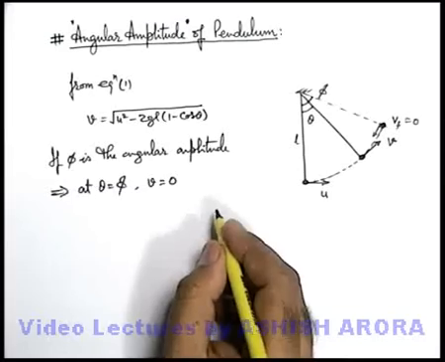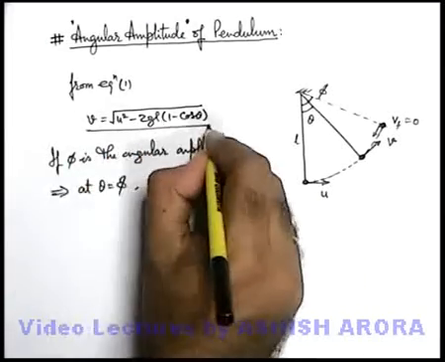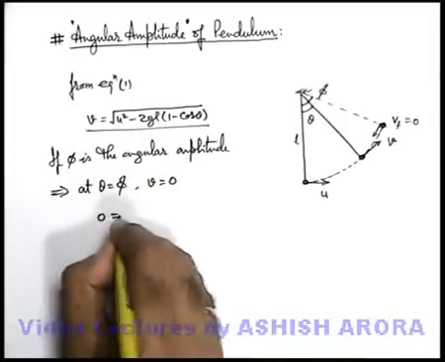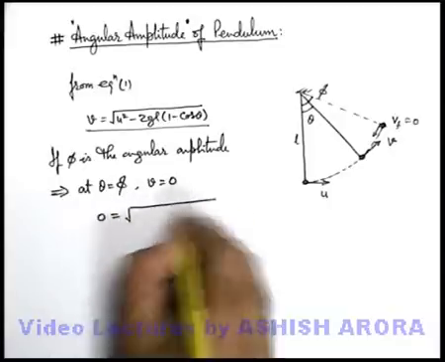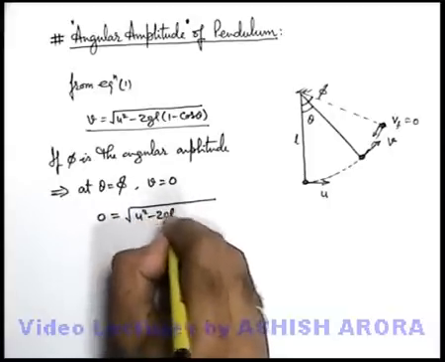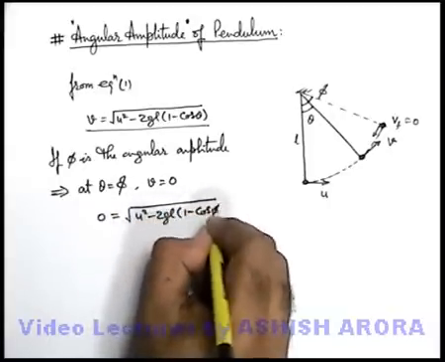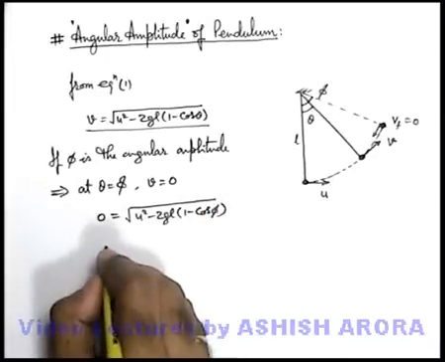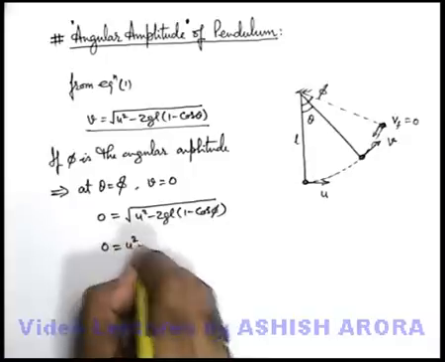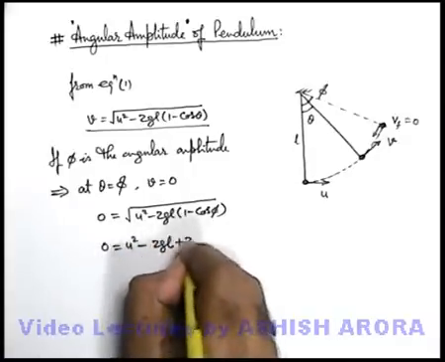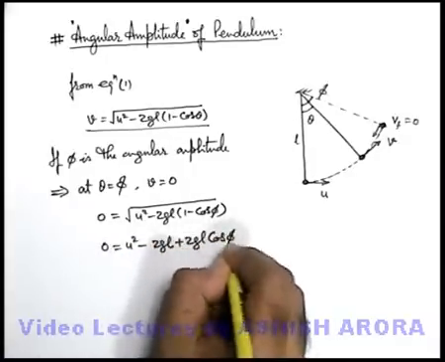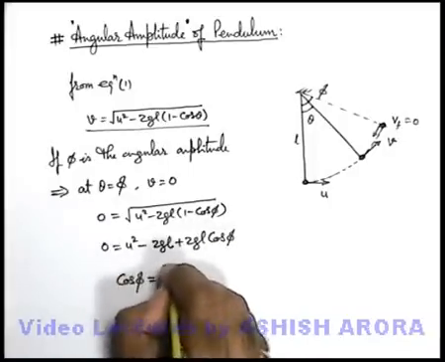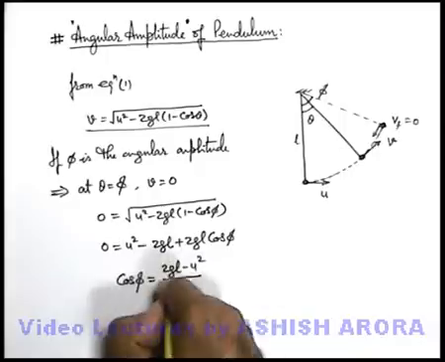So in this process, by using this equation, we can get the value of phi. We take v equal to 0, this is equal to root of u square minus 2gl (1 minus cos phi). If we square it, you can see we are going to get 0 is equal to u square minus 2gl plus 2gl cos phi. From here we can write the value of cos phi, this is equal to (2gl minus u square) upon 2gl.